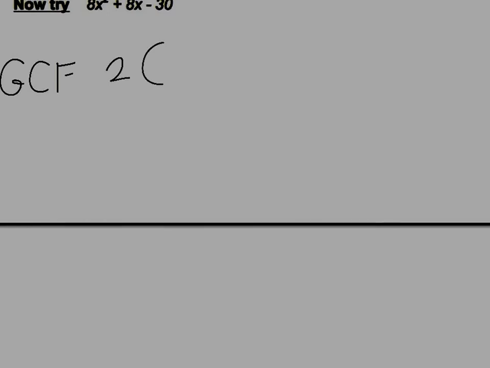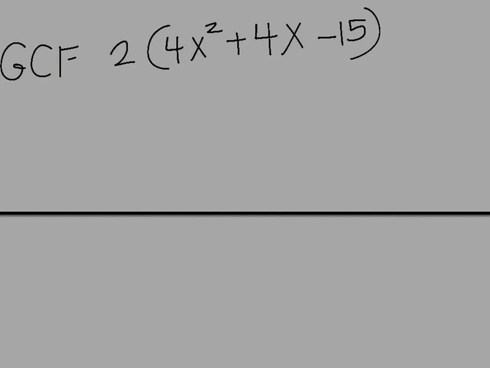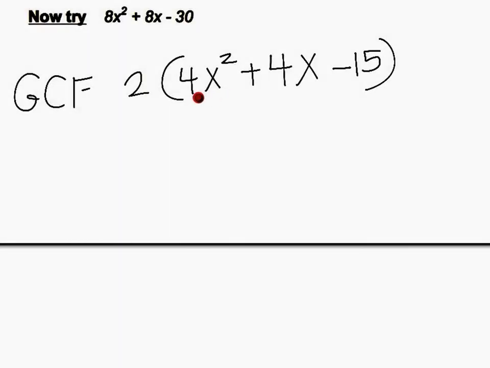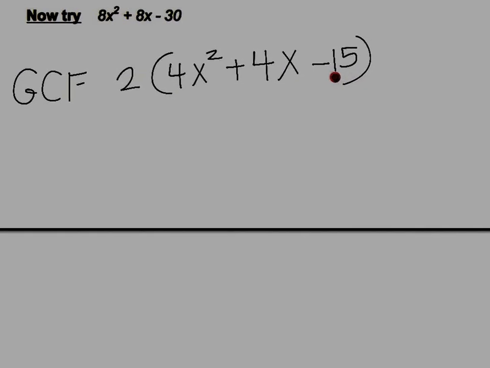Now 8 divided by 2 is a 4, so that's 4x to the power 2. 8x divided by 2, that's a 4x. And negative 30 divided by 2, that's a negative 15. Now let me check if there is anything else in common. This has an x to the power 2. This has a variable x. This does not have a variable, it's a constant. So there's no x in common.